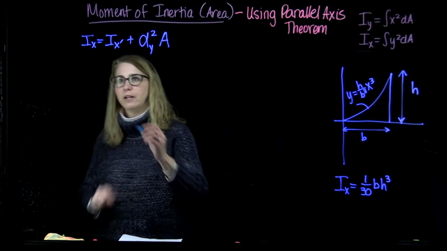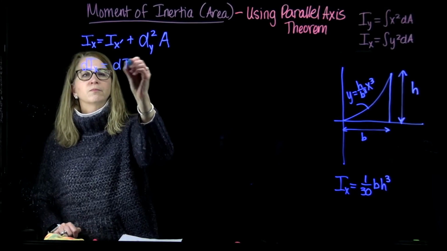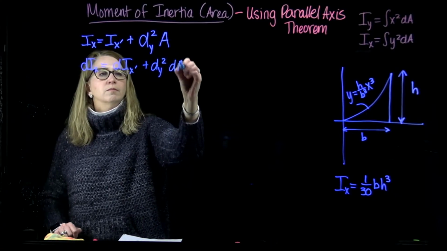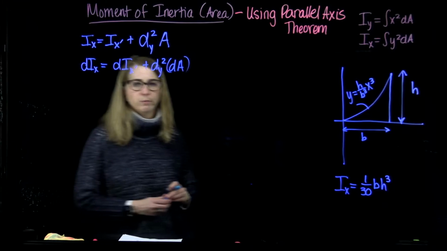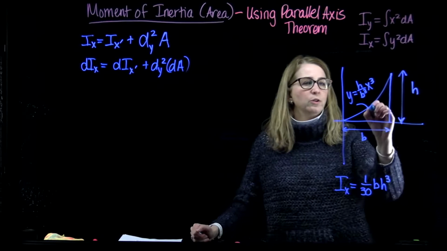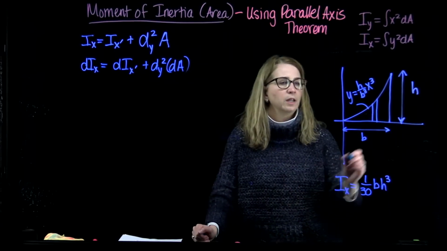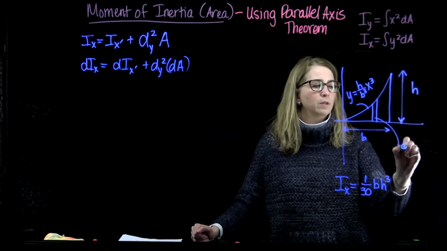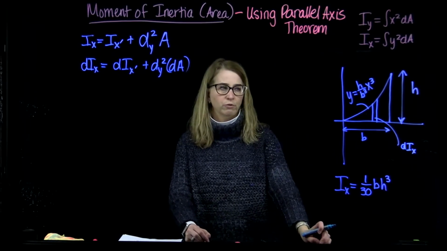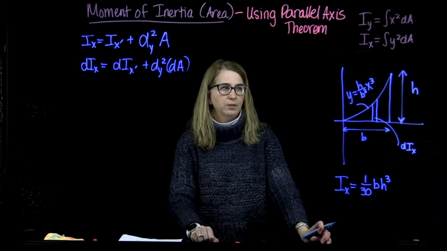Now, in terms of differential form, this would look really similar, just replacing some of these terms by differentials. So what this is going to do is allow us to use a vertical strip. And this vertical strip has some moment of inertia about the x-axis that we can express in integral form. And we're going to do it using this parallel axis theorem.